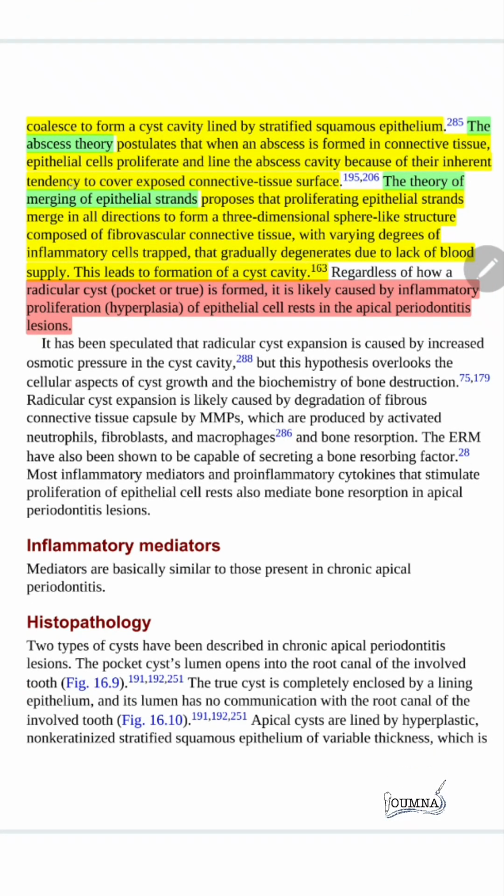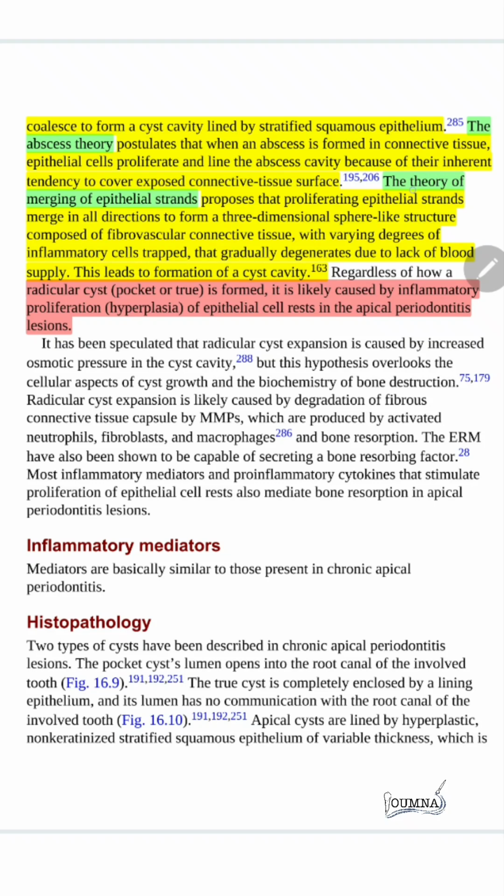The second theory is the abscess theory that says that when an abscess is formed in connective tissue, epithelial cells line the abscess cavity because of the inherent tendency to cover exposed connective tissue surface, which means that the cyst is protecting the adjacent connective tissue from the abscess formation.